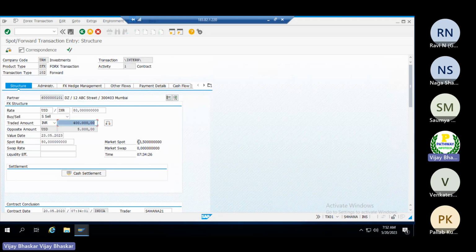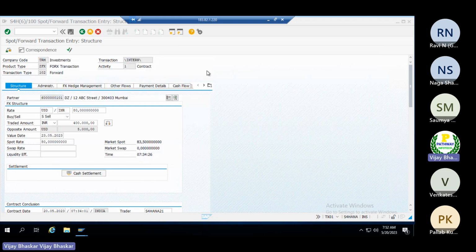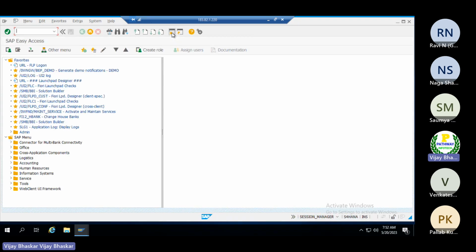Now you can see here the market value. See from where this is deriving. Let me show you this one. This is also important, please understand, because that is what I mentioned, the difference between market value and book value. Go to OB08.